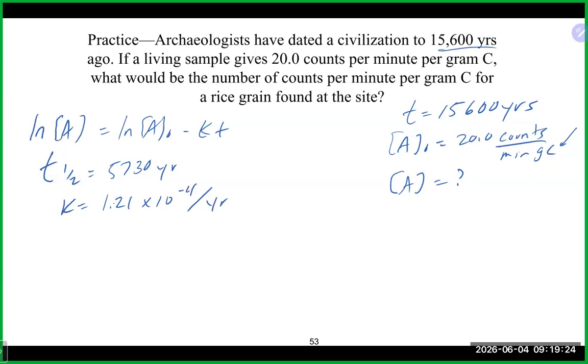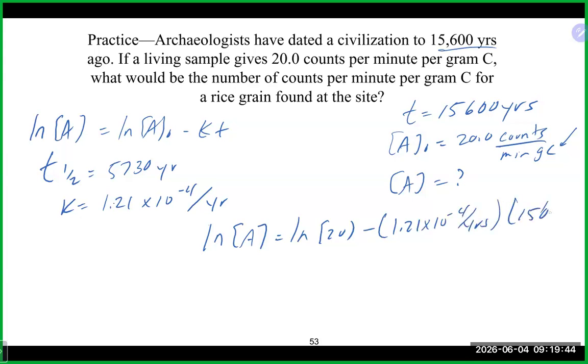Since they are both carbon, we should end up with the same decay constant as on the previous one. That is all we need here. So the natural log of A is equal to the natural log of 20 minus 1.21 times 10 to the minus 4 reciprocal years times 15,600 years. Our units of time are the same, so they cancel out. You do want to watch that and make sure they are. Cleaning up the right-hand side, it's the natural log of 20 minus 1.21 times 10 to the minus 4 times 15,600.